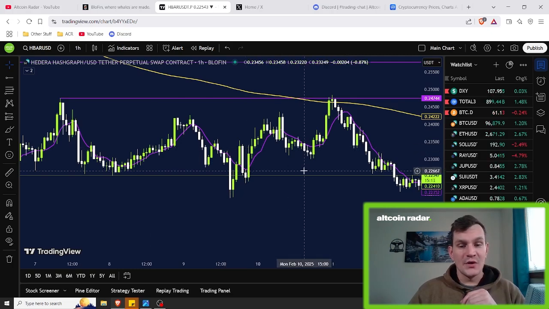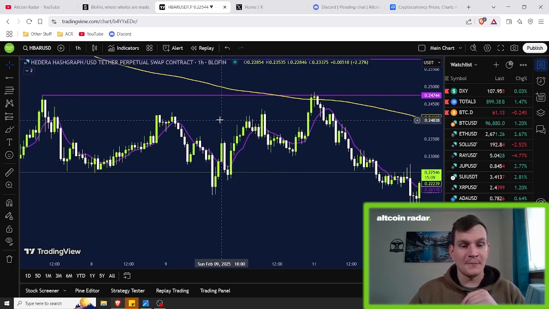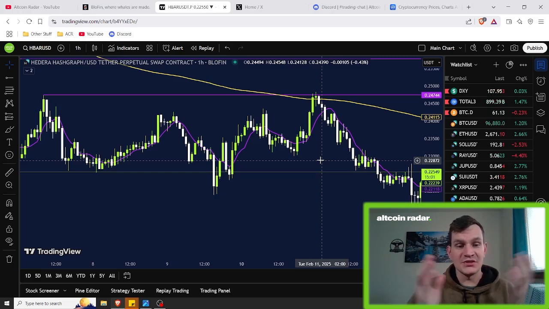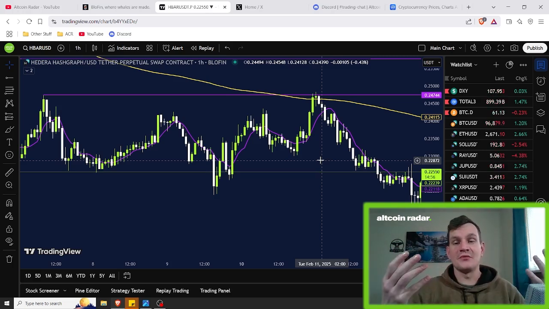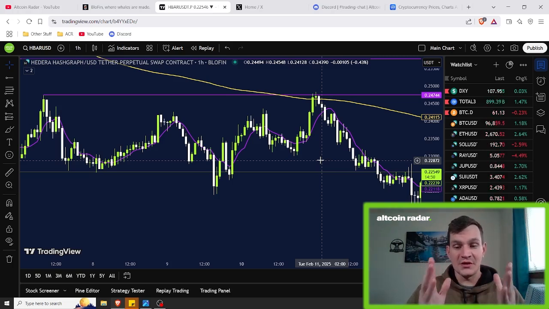So we are just going to go to this random 1 hour chart, Hedera Hashgraph here. And I'm just going to go ahead and explain real quick exactly what I look for here, because realistically, there's really not much to it. It's very, very simple to do. You just have to let go of your emotions and take a look at price action, and you'll be good to go.